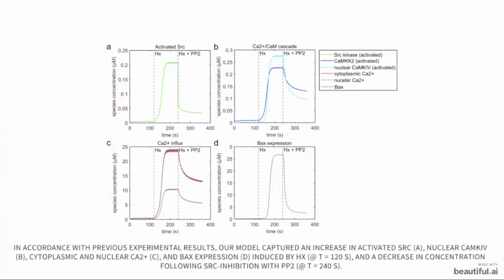This next set of figures is showing you how our model aligned with our experimental results. You can see in A, in this figure, that there was an increased activation of SRC kinase. In B, you can see that nuclear CAMK4 was increased. In C, you can see that cytoplasmic and nuclear calcium were both increased. And lastly, in D, you can see that BAX expression was increased, all of these induced by hypoxia.